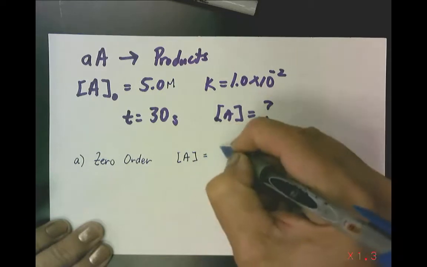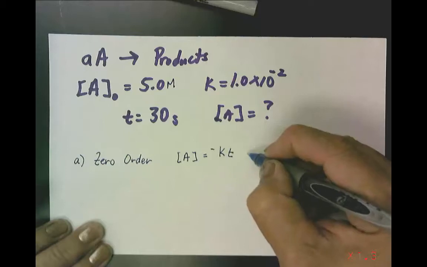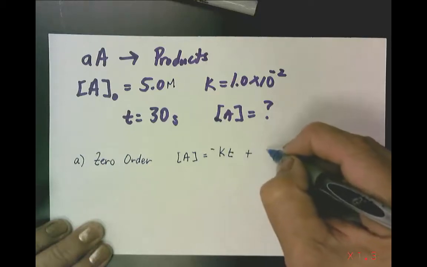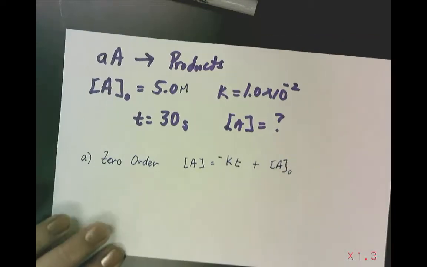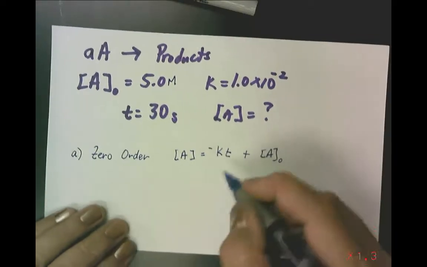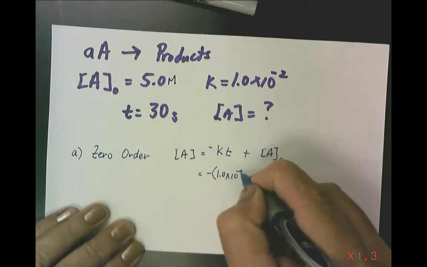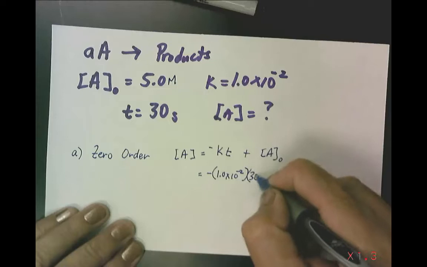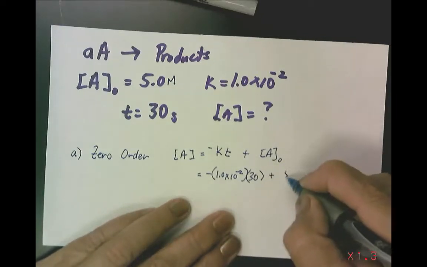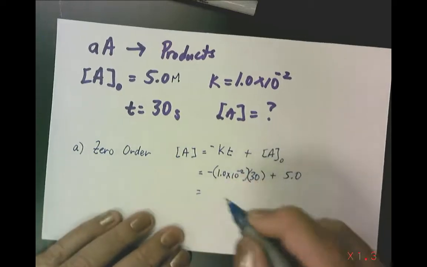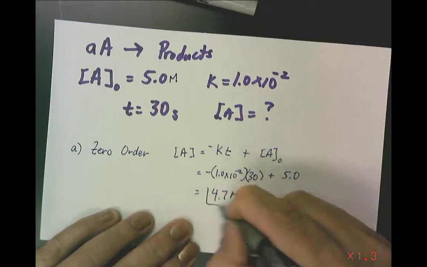Concentration of A equals negative KT plus the original concentration. Okay, now we pop in our information. So we have negative 1.0 times 10 to the negative second times 30 seconds plus 5. Punch that out. Calculator should say 4.7 molar.